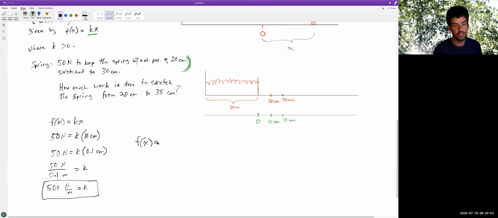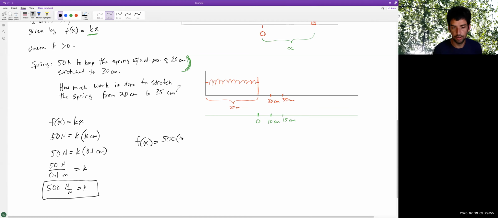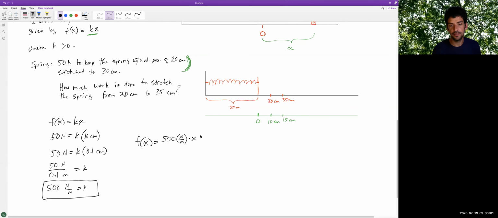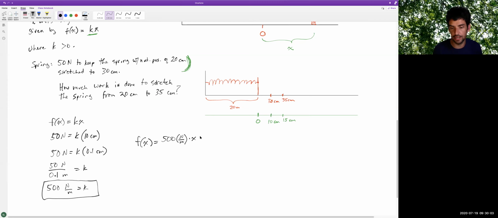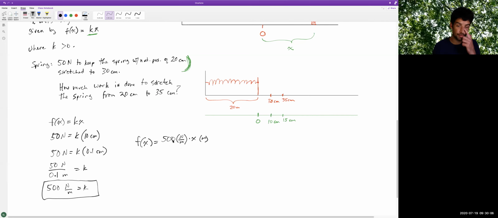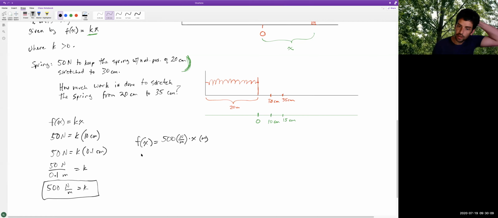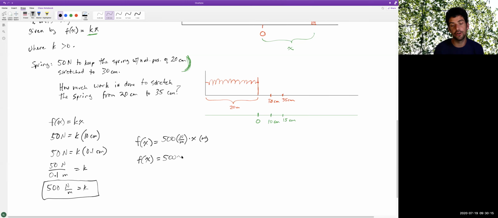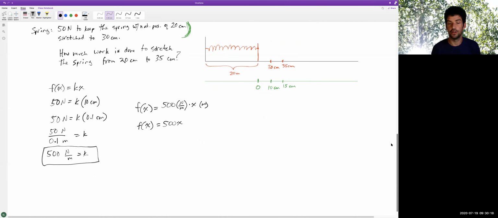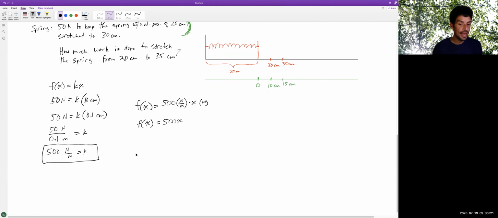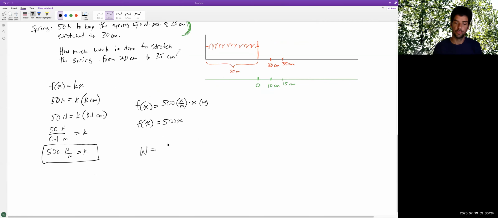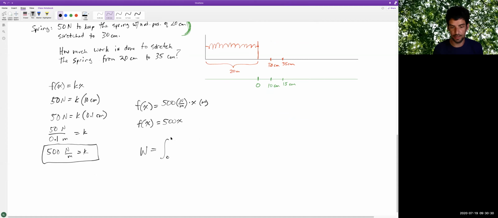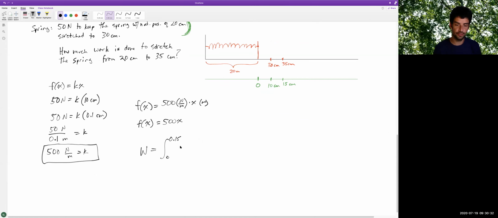Okay, so now what we have is a function. Our force function is 500 newtons per meter times x, where x is our position, so that's going to be in meters. Notice we'll end up with newtons, which is exactly what force is. All right, so I'm going to simplify it and just write 500x. We know our units check out. And now we're just using the work formula. Work is equal to the integral from 0 going out to 15 centimeters, 0.15 meters.